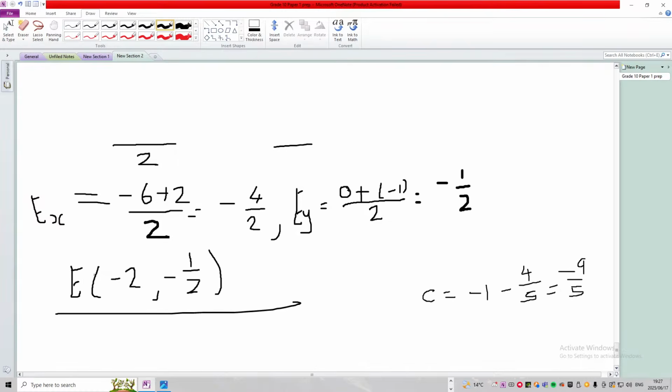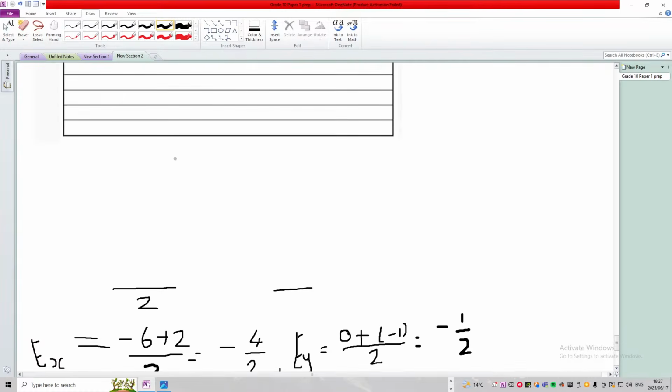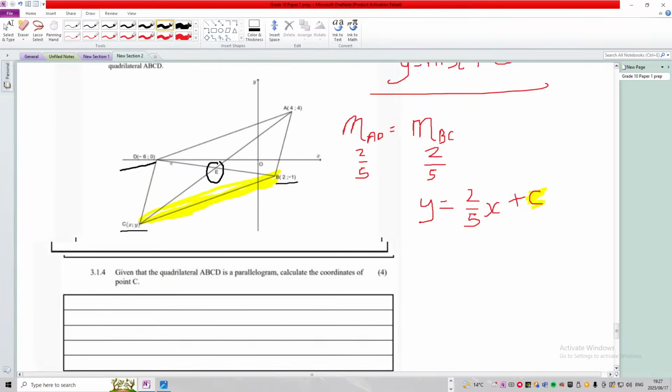So that's E: minus 2, comma, minus half. That's the coordinates of E. Okay, so let me just clear this. Now we've been told it's a parallelogram, right? It's a parallelogram. Now we can deduce a few things. We need to calculate the coordinates of point C.